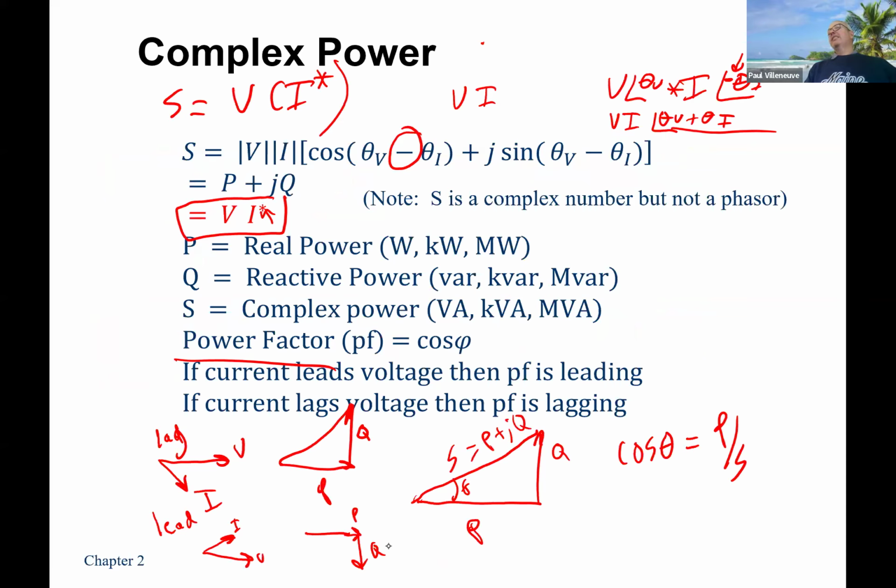So reserve leading and lagging for current. What is current doing relative to the voltage?